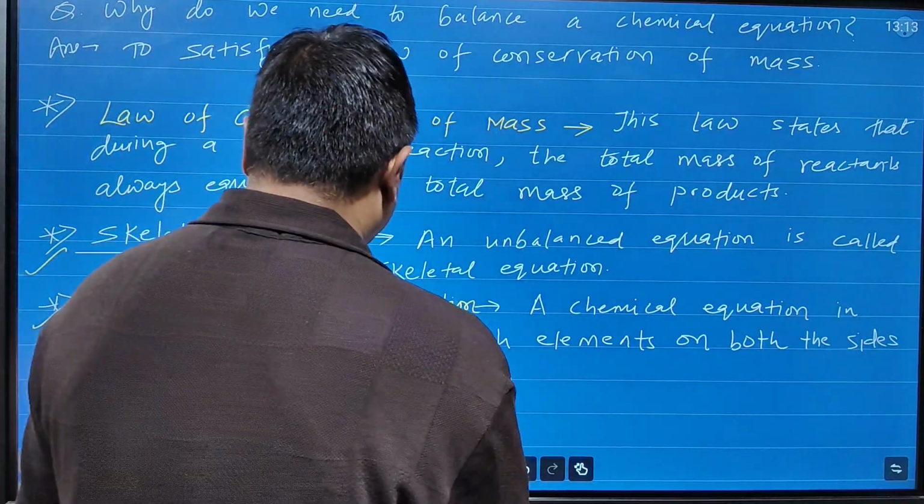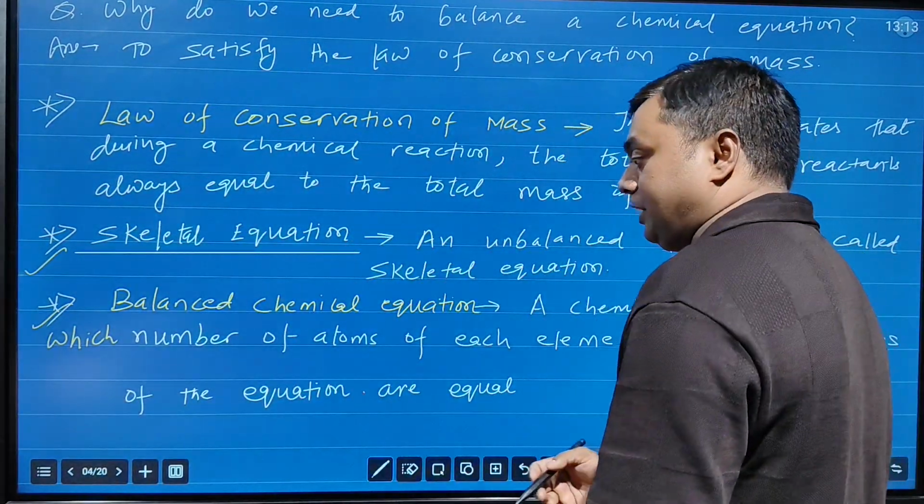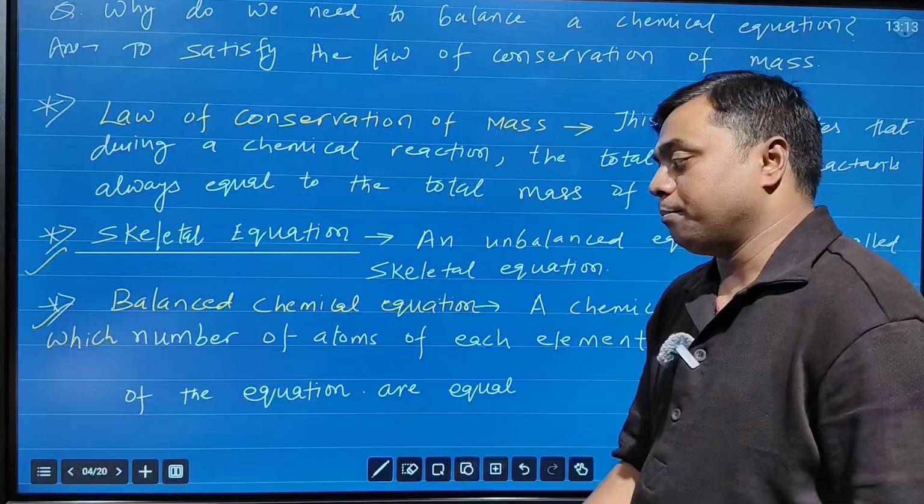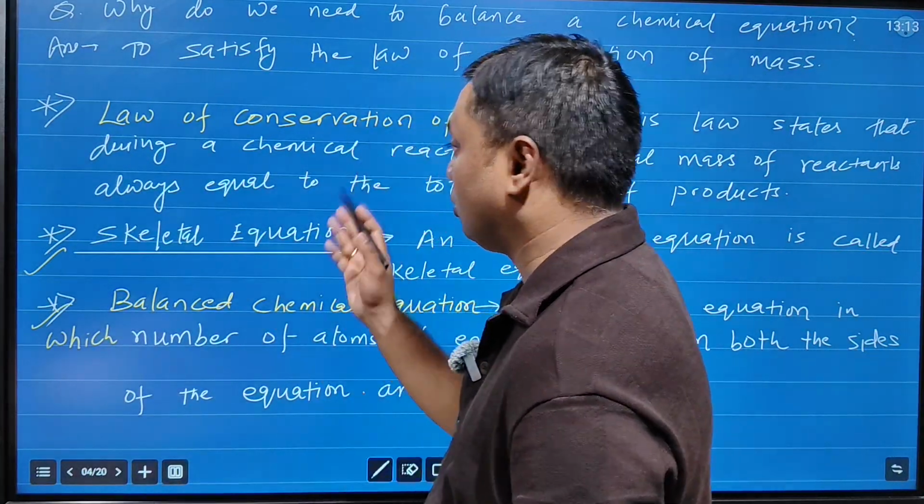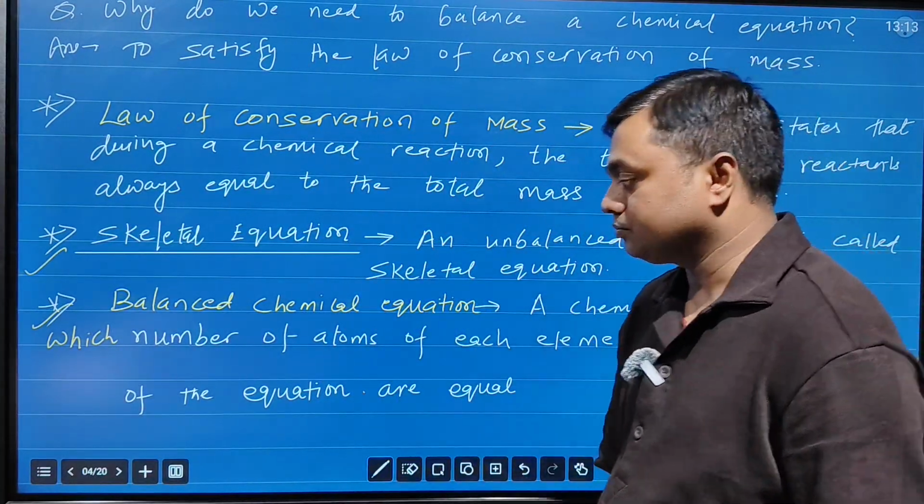A chemical reaction in which the number of atoms of each element on both sides of the equation is equal is called a balanced chemical equation. You can make a note of this definition if you want.